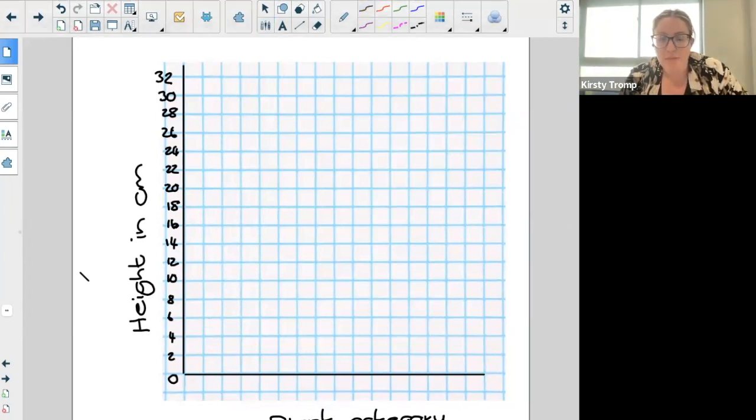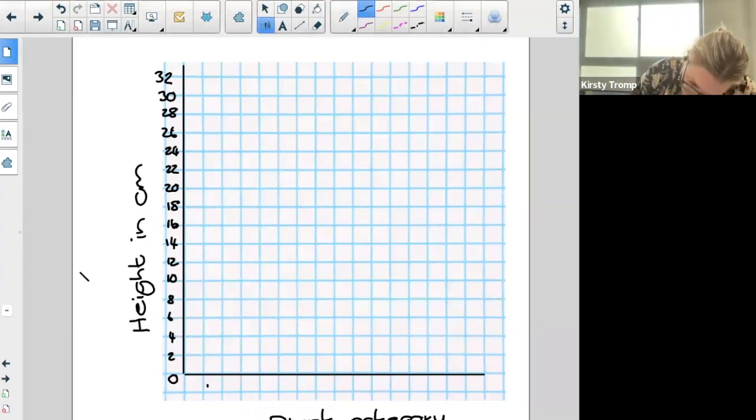On my bottom, I've got different kinds of plants that I need to use. So I'm going to count how many I've got on the bottom: 1, 2, 3, 4, 5, 6, 7, 8, 9, 10. We're going to start with plant A. If I go back to my information, plant A was 25 centimeters. So if I'm looking at 25 centimeters, this is where I'm going to draw plant A.